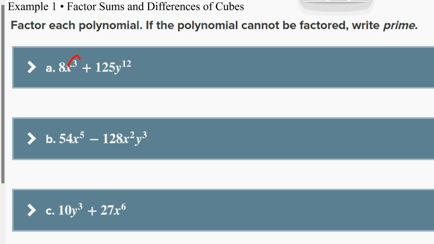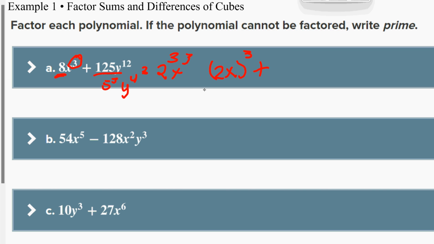And so here, since that has a 3 right there, it's probably a difference of cubes. So I can rewrite this 8 as 2 cubed, and of course x is being cubed. So that means that 2x is being cubed. And then this one, 125, I can rewrite that as 5 cubed, and y to the 12th, well, that's y to the 4th cubed, because when we raise powers to powers, we multiply. 4 times 3 is 12.